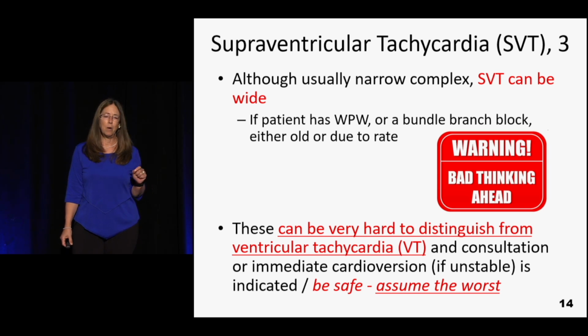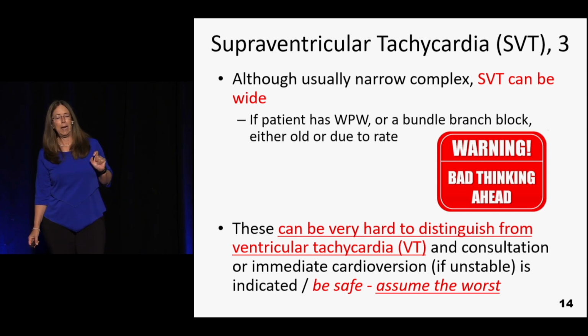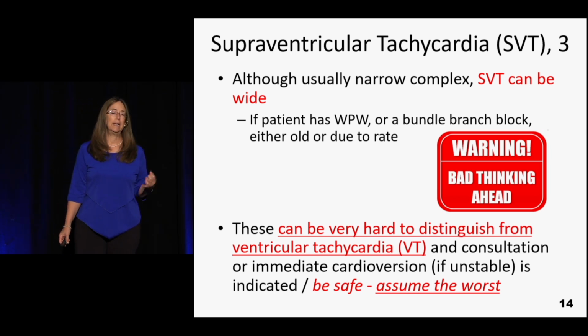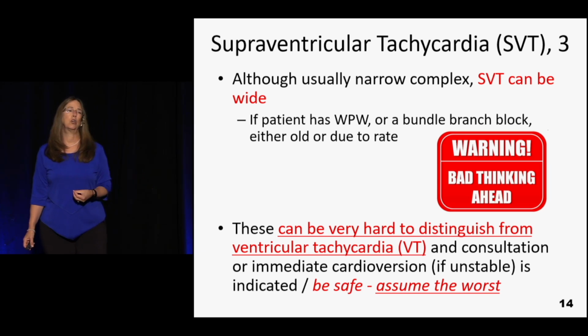The key here, though, is sometimes that SVT isn't narrow. Sometimes that SVT is wide. So what they're going to call you from out front is say, we got a 22-year-old guy out here, but you know he's in a rapid rate at 180 and it's wide. Well, now you're going to have to figure out what's what. The younger the person, the less likely it's a bad rhythm. The older the person, the sicker the person, it's more likely a concerning rhythm. And often we can't tell the difference between VT and SVT with aberrancy.